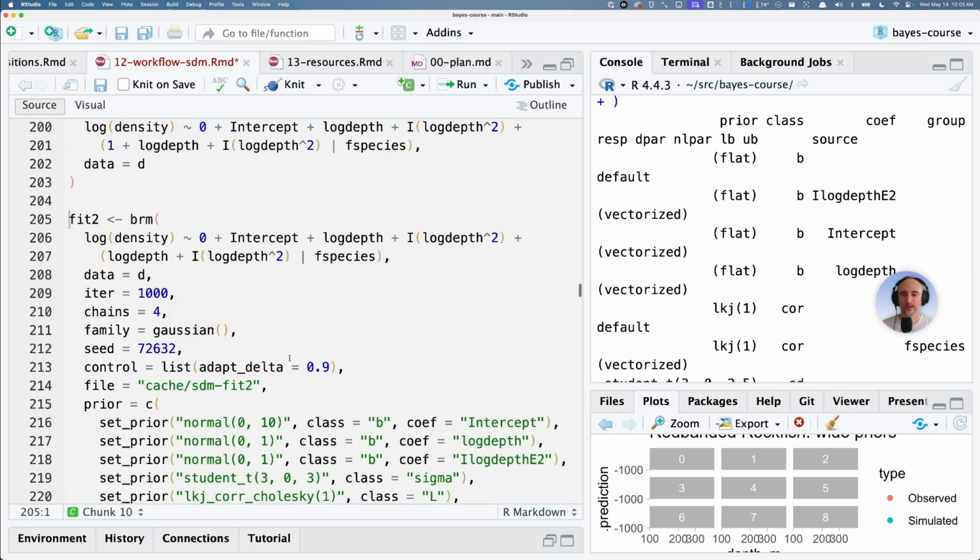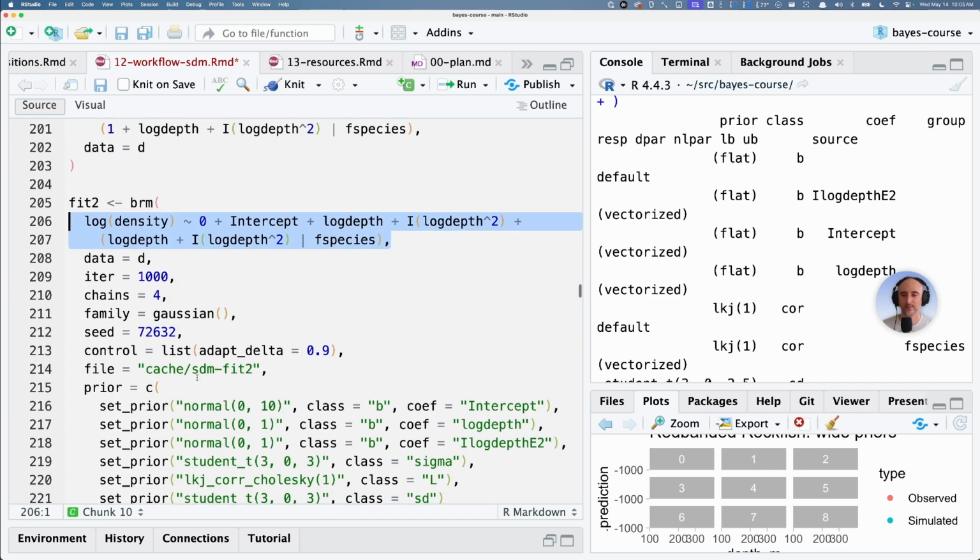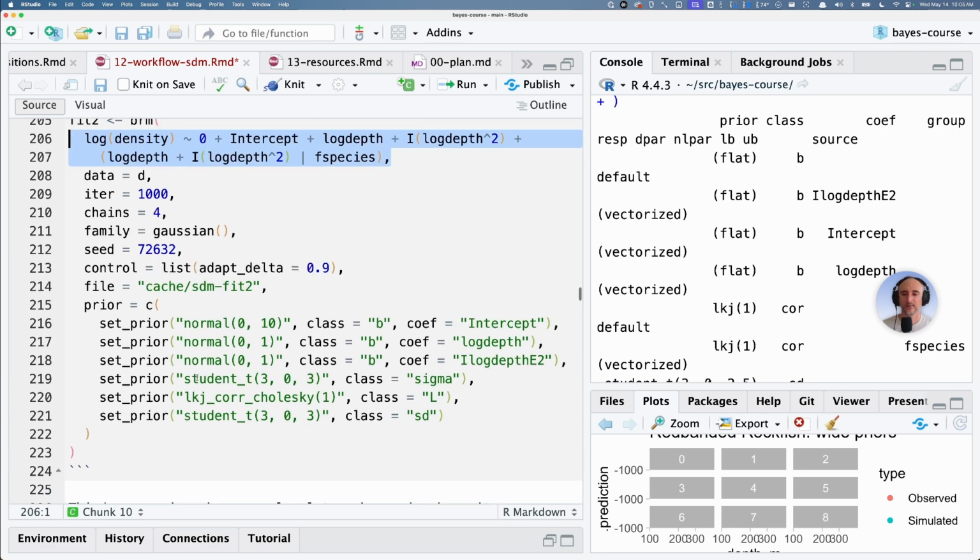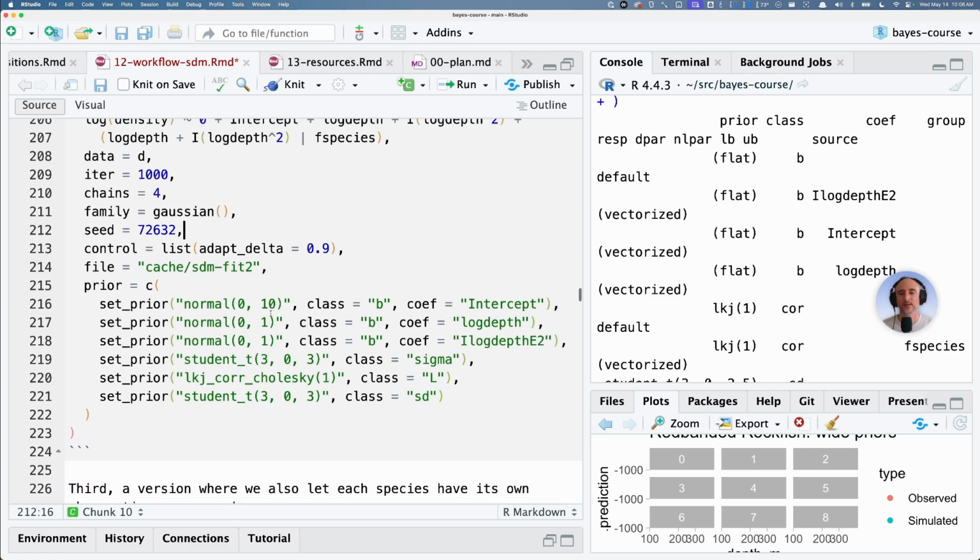So to fit that model, I plug that into BRM. I've increased my adapt delta a little bit. Hierarchical models are harder to sample from. We're more likely to end up with those funnel shapes and divergent transitions. So often by default, you might just start at 0.9 instead of 0.8. I don't think it really matters too much here for my memory.